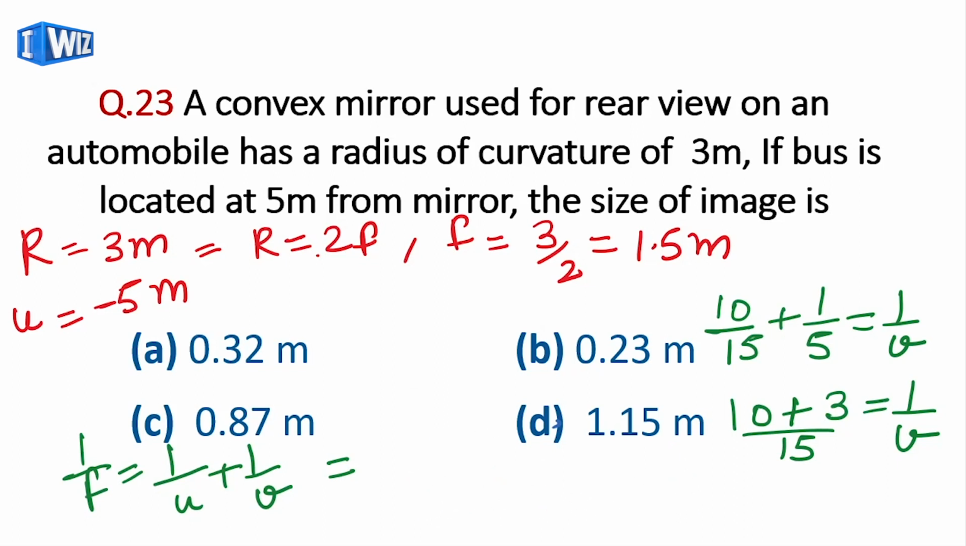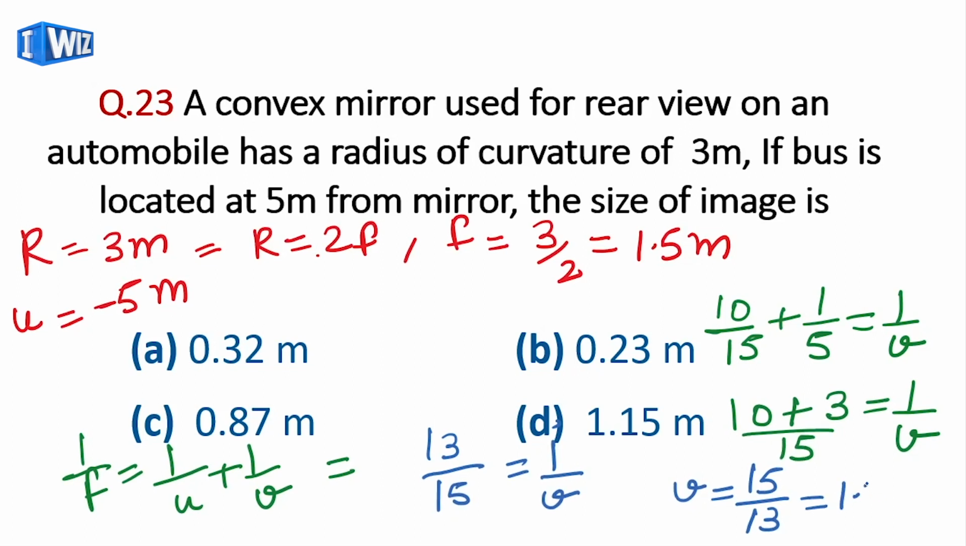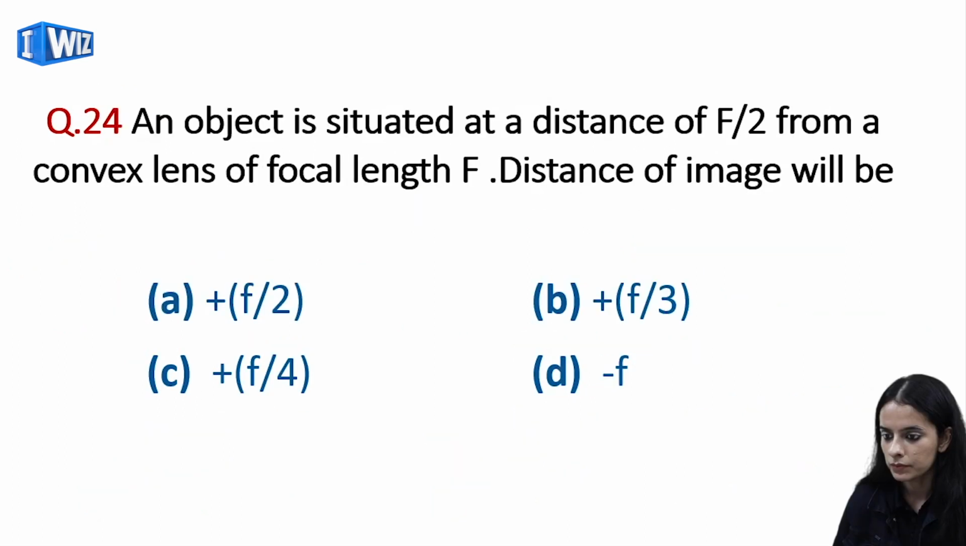10 plus 3 is 13. 13 by 15 is equal to 1 over v. Just take the reciprocal of it. v is equal to 15 over 13, and that is approximately equal to 1.15 centimeter. So what's the right option from here? 1.15 centimeter. Okay, so let's move to the next one.